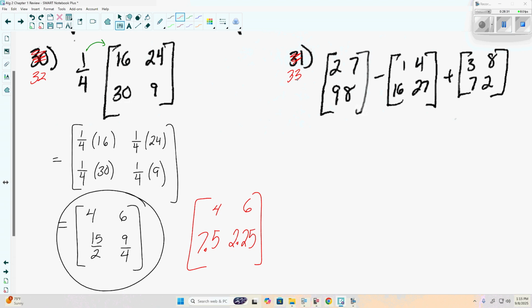Which one do we want to look at next? 33, 34, 35? One of those that y'all want to look at. 34.